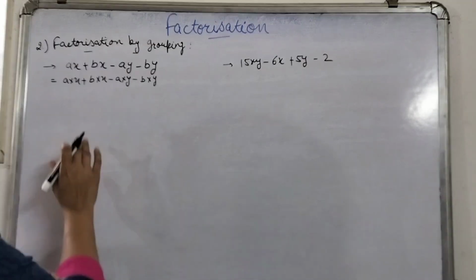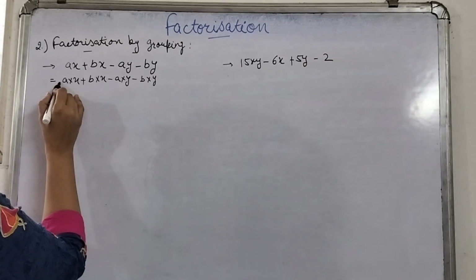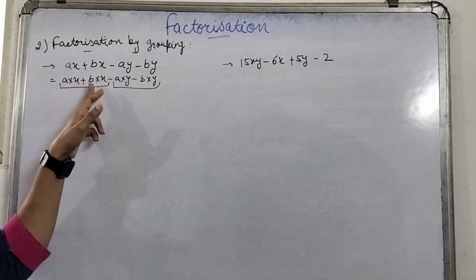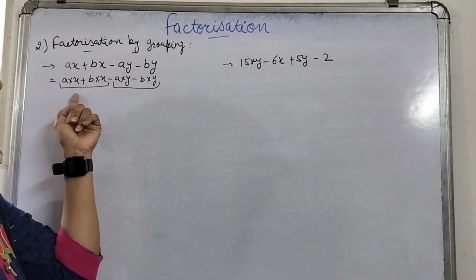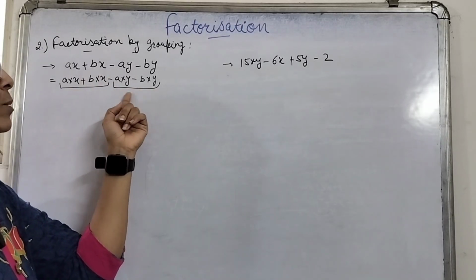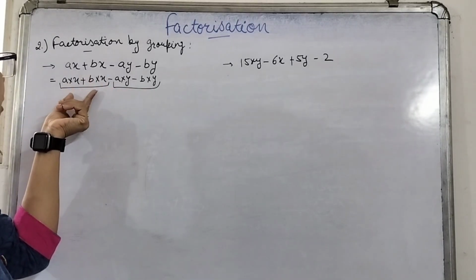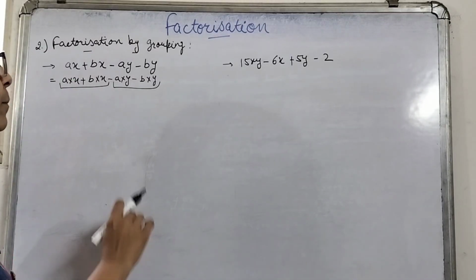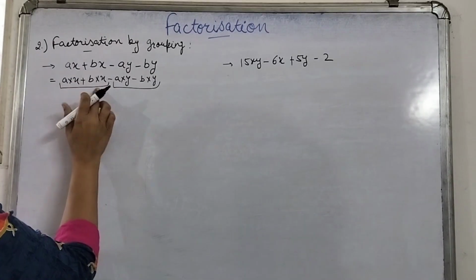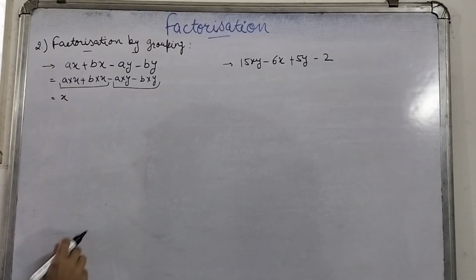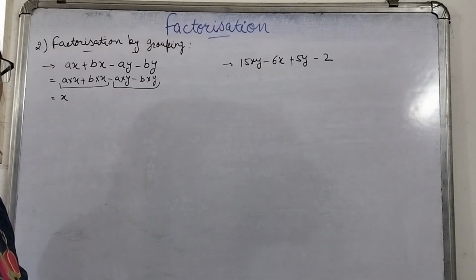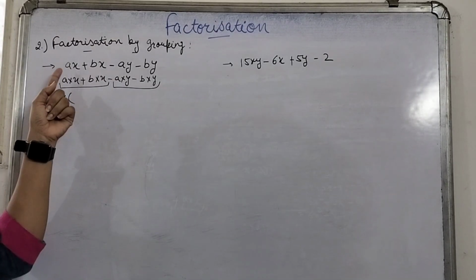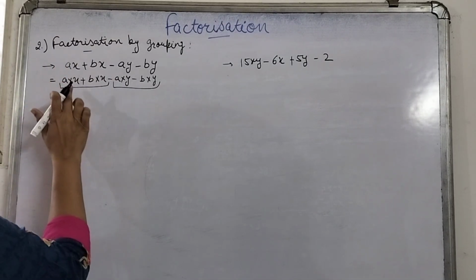So we will make groups of the terms. If we make a group of these two terms and these two terms, in these two terms we can see that x is common, and in these two terms y is common. So we will make the groups in such a way that there is some common factor in both the terms. Now in these two terms we will take x common, because in both the terms x is a common factor. So we have taken the common factor outside. Now if we divide ax by x, we will get a.